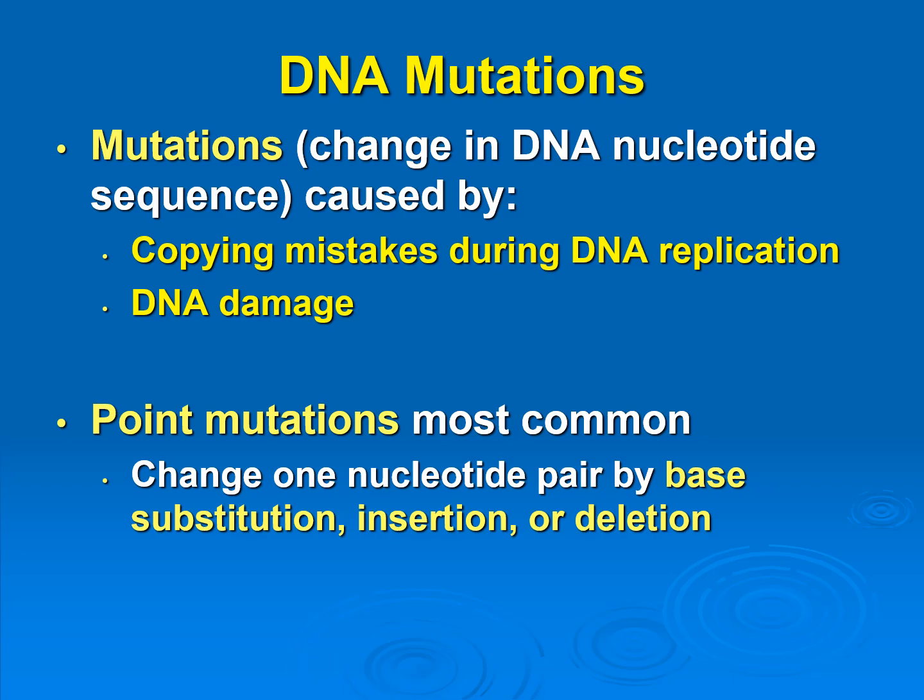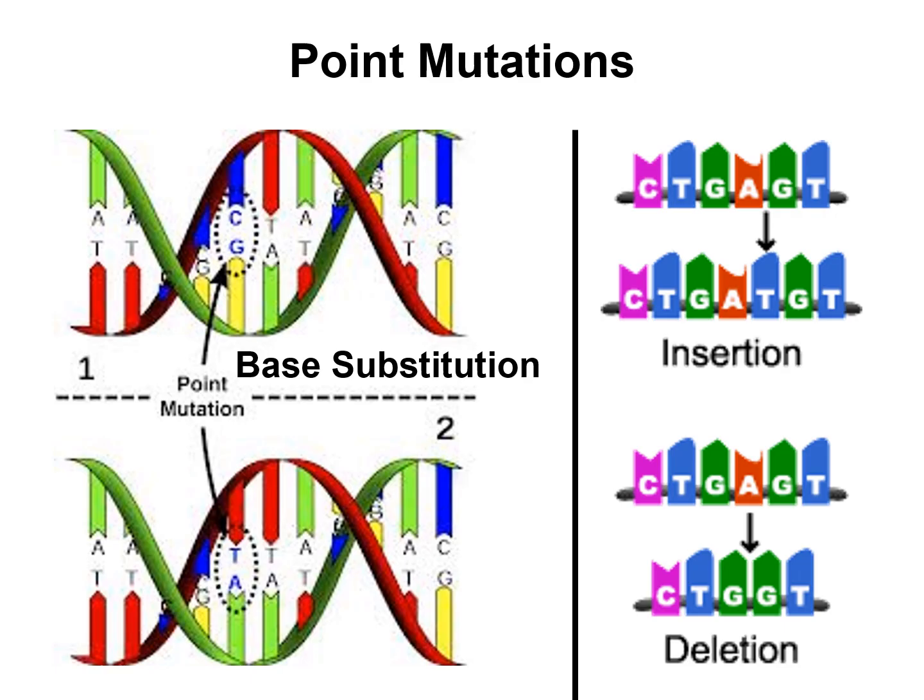The types of mutations that are most common are called point mutations. Point mutations are where you're just changing a small part of the DNA, usually just one nucleotide pair. And we've got a couple different types of point mutations. These can be base substitutions, insertions, or deletions. So let's just take a look at these three different types of point mutations.